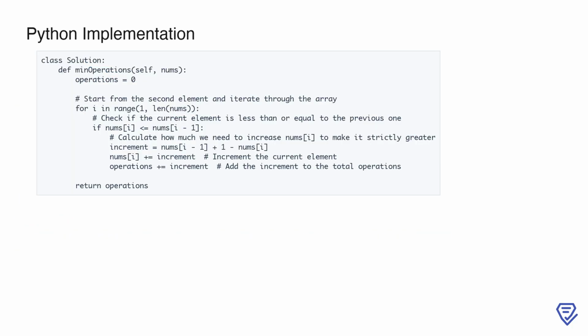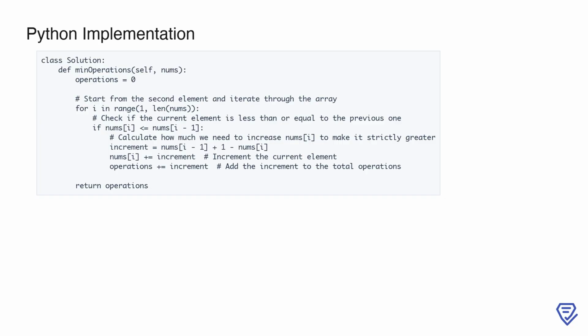This Python implementation solves LeetCode problem number 1827, Minimum Operations to Make the Array Increasing. The problem requires transforming the input array into a strictly increasing sequence using the minimum number of increment operations. Here's how the algorithm works step by step. 1. Initialization. We start by initializing a variable operations to 0. This will store the total number of increment operations required.